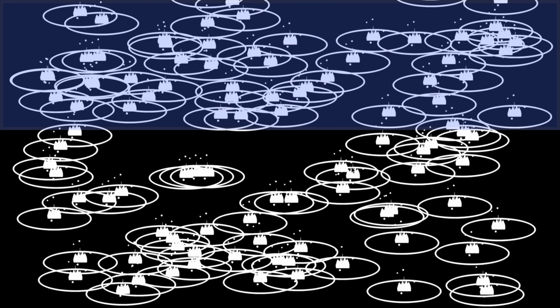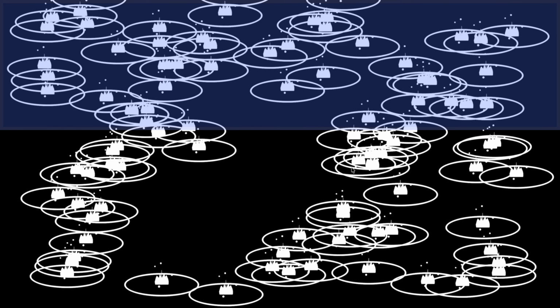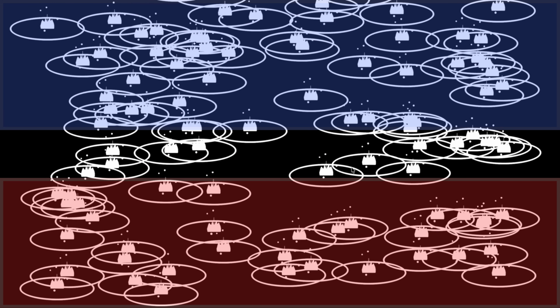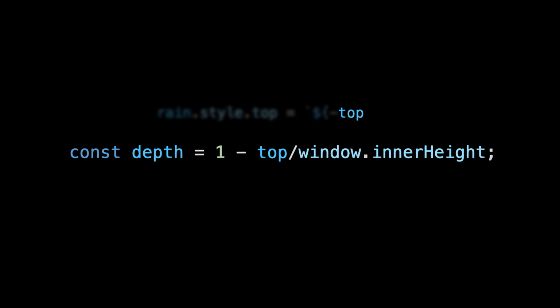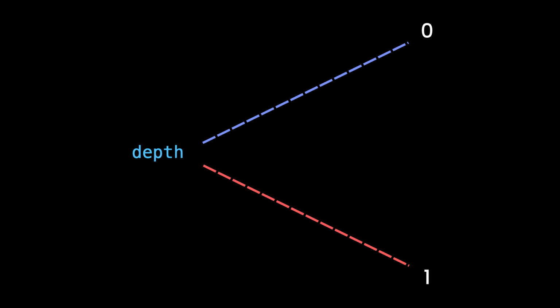But the drops that are farther away should appear slightly smaller than the ones closer to us. So we can use the top position of each drop to calculate a depth value. This value ranges from 0 to 1, where drops at the top have a value close to 0, and those near the bottom approach 1.